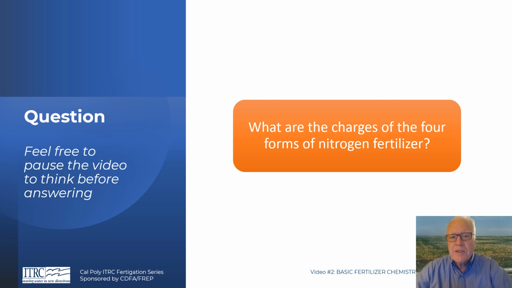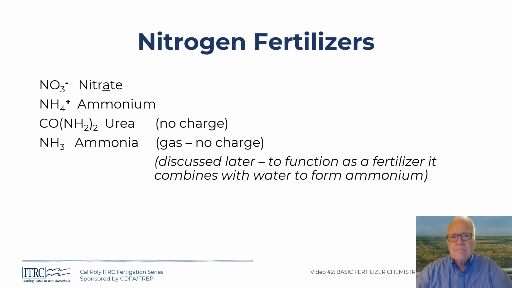Again, trying to stimulate the thinking, get those old brain cells working. What are the charges of the 4 forms of nitrogen fertilizer? And by knowing this, it does help you understand how they're going to move and how they're going to make transformations in the soil. The charges here are negative for nitrate, positive for ammonium, and no charge for either the urea or the ammonia. So 2 of them have charges and 2 of them don't.